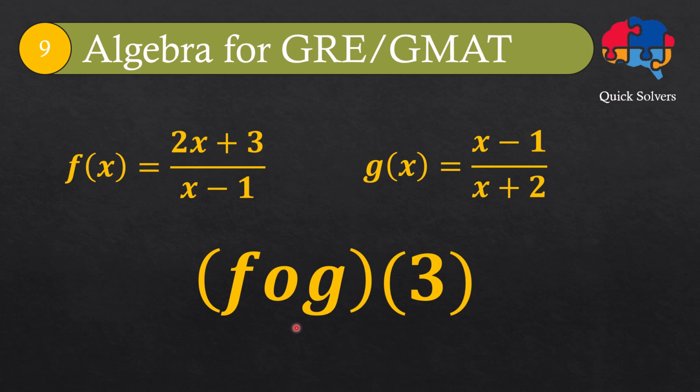Here I want to find f of g of 3, where f of x is (2x + 3) over (x − 1) and g of x is (x − 1) over (x + 2). This is a good question if you are preparing for the GRE, and its difficulty level is easy to medium. So let's see how we can solve this.